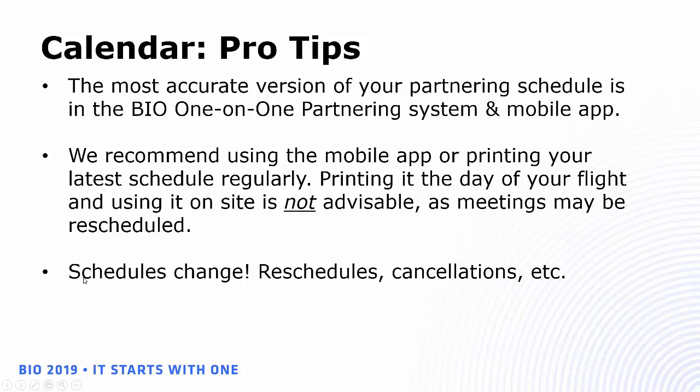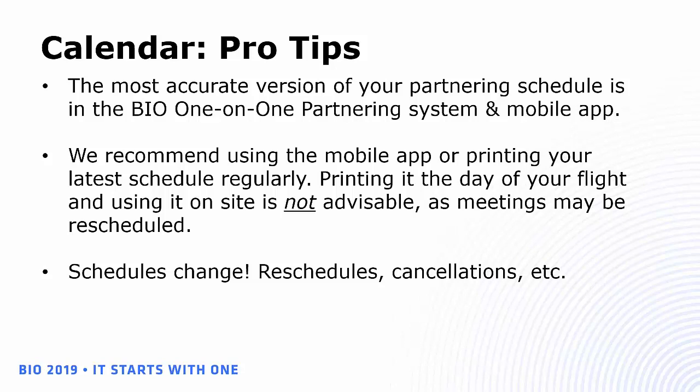Now, a few pro tips for the calendar based on some feedback that we've been collecting. Keep in mind that the most accurate and up-to-date version of your partnering schedule is always going to be in the Bio 101 partnering system, as well as our mobile app. So we recommend that you download the mobile app. You can download it now or when you get closer to convention. It is free in both the Google Play and Apple stores. Or you can also print your latest schedule regularly.